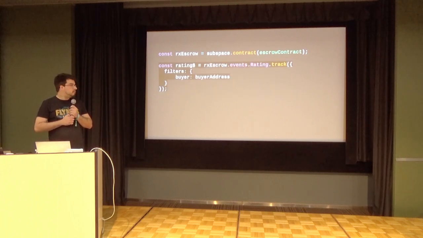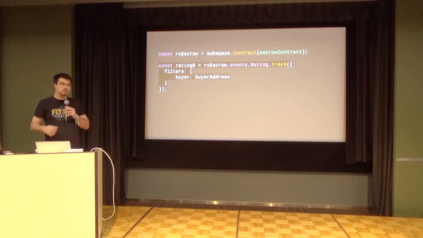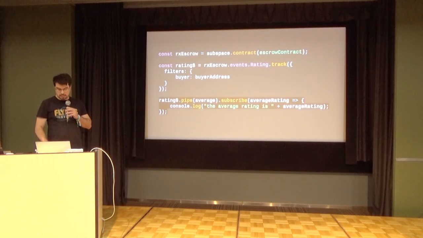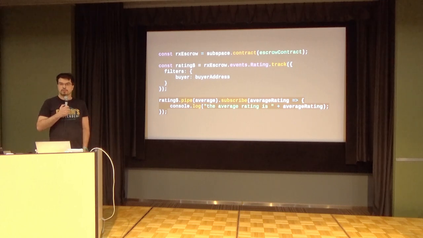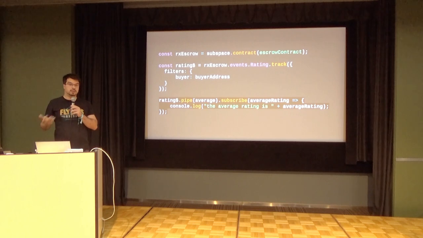Namely, it will have a new method called track. This method will tell Subspace exactly what to track. You can also pass it some filtering options. For instance, in this case, we want to track ratings, but only for a particular buyer, and it will return an observable. This observable will be an RxJS observable. You can use all the operators available, and you can create your own operators. And in this case, we pass an average operator, and whenever a rating is done, the subscriber will be triggered with the latest average of those ratings.